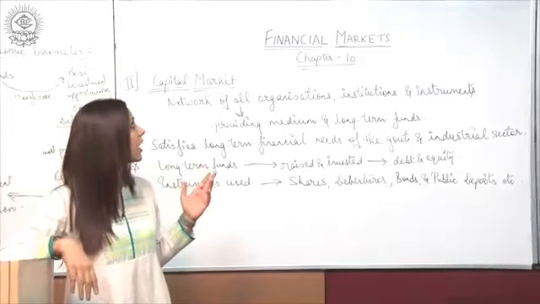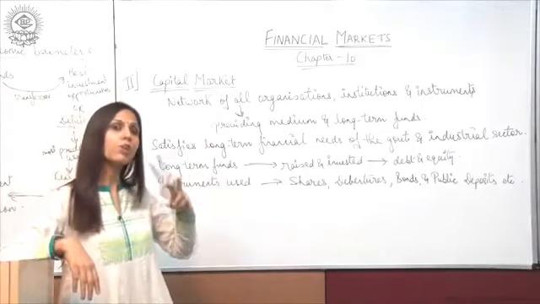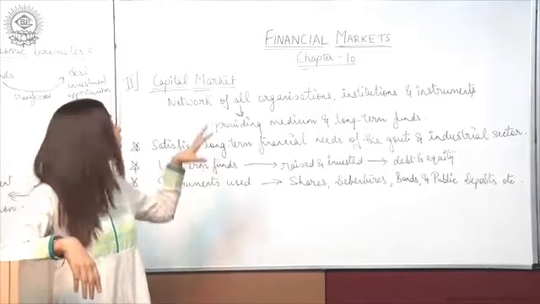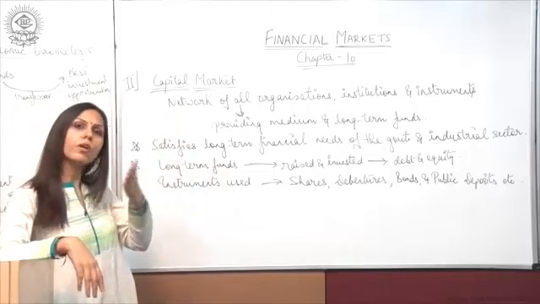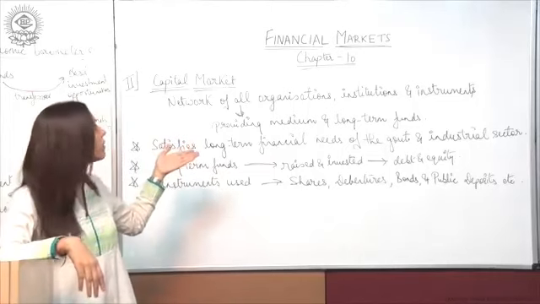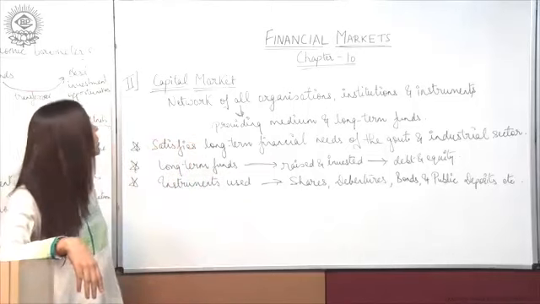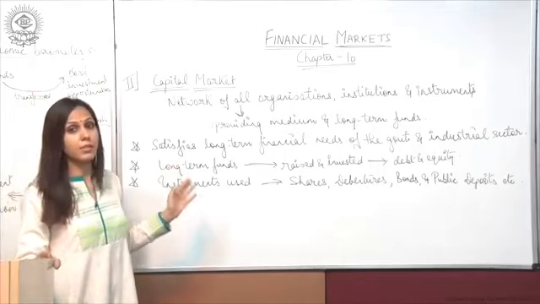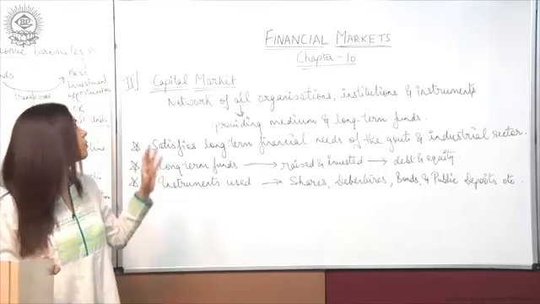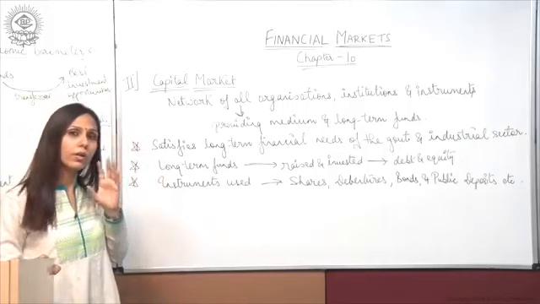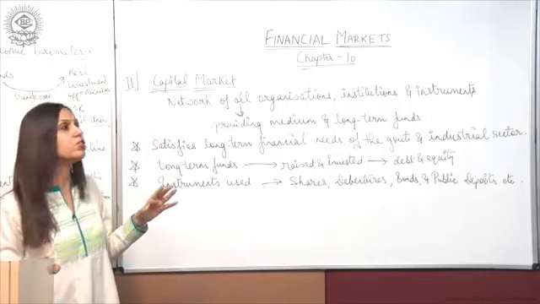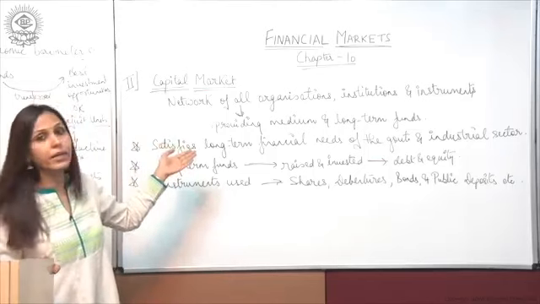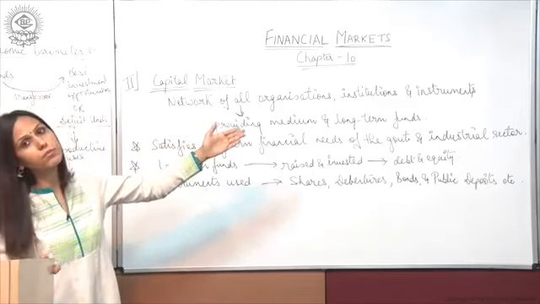As we discussed, the financial market consists of two units. One is the money market and the second one is the capital market. We have already covered the money market, now we will be covering the capital market. So what is the capital market? The capital market is a network of all organizations, institutions and instruments which helps in providing medium and long term funds.